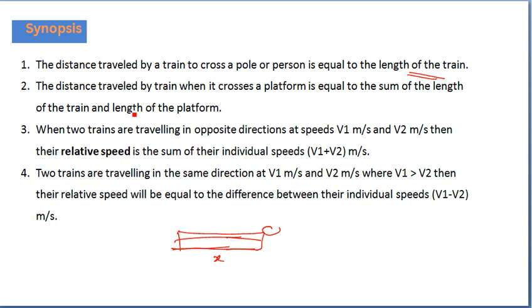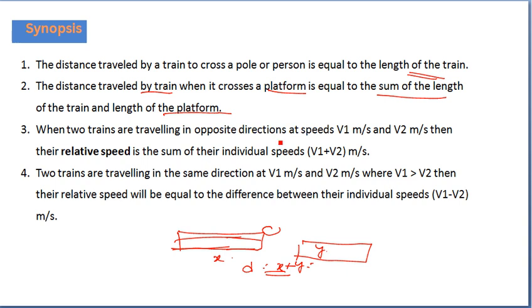Coming to the distance traveled by the train when it crosses a platform, which is equivalent to the sum of the length of the train and the length of the platform. That means if this train has x meters of length and it is crossing a platform of y meters of length, what will be the distance the train has to cover? That is x, the length of the train, plus y, the length of the platform. These synopsis points are very useful when we are doing the problems in the next subsequent sessions.